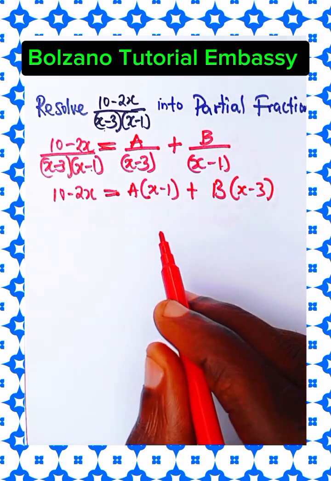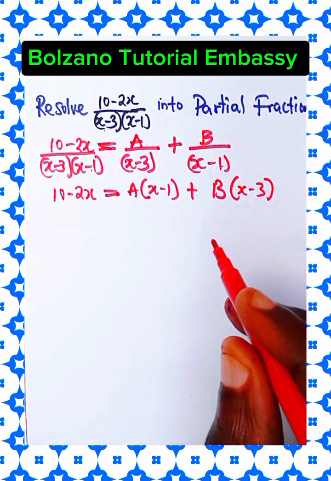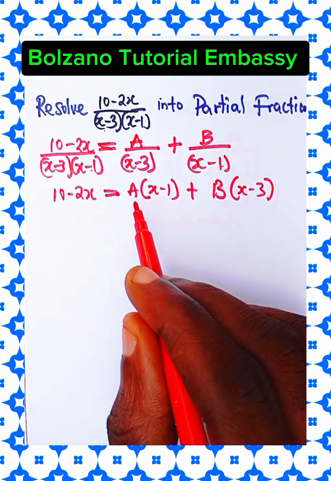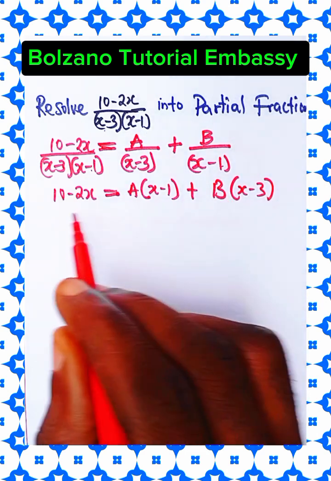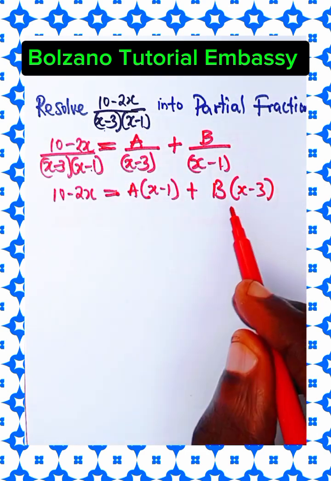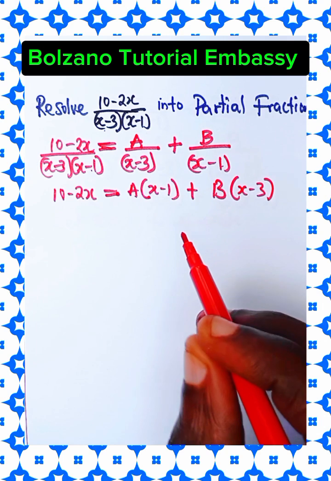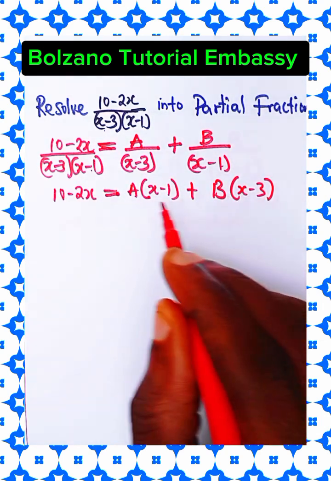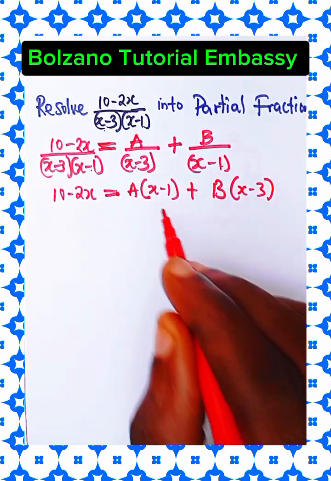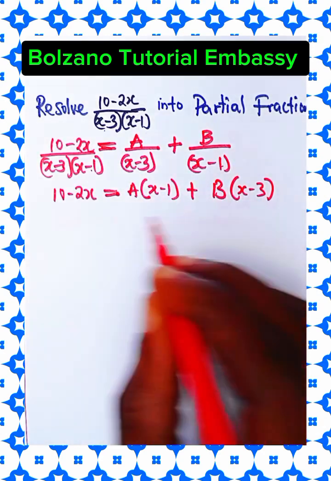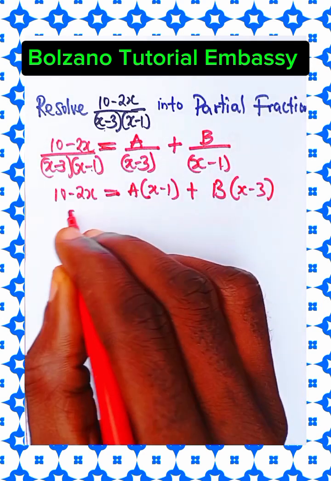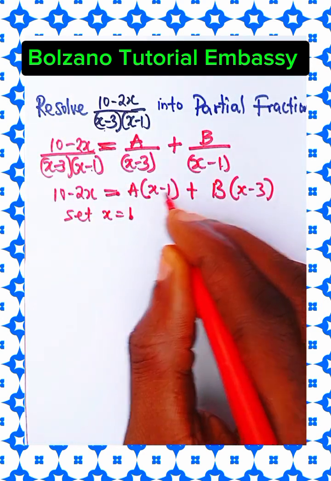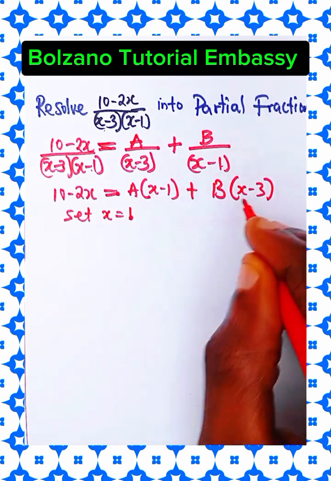The next thing we do is to eliminate a or b to get one of the unknowns. So our goal is to get our constants a and b. There are different approaches that can be used. One, we can use the cover-up method. We can use the method of equating coefficients, or we can simply eliminate one by substituting a value in either of these to turn one of the constants to 0 while we find the other one. So I can decide to eliminate a. To eliminate a, set x to be 1, such that when I substitute 1 here, I have 0 and a is eliminated, so I can find b.